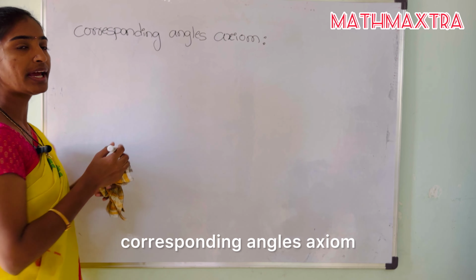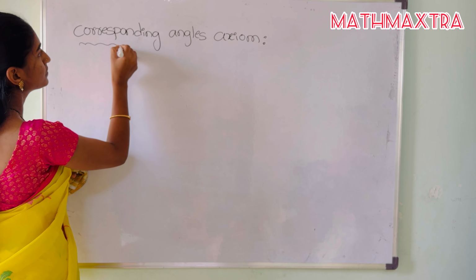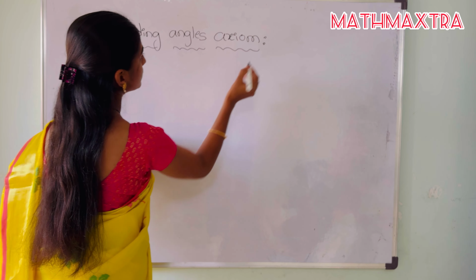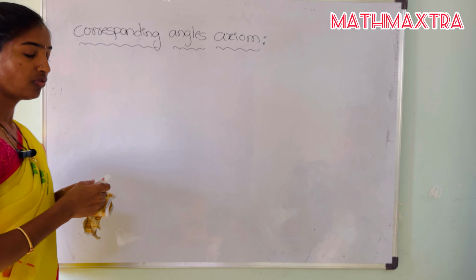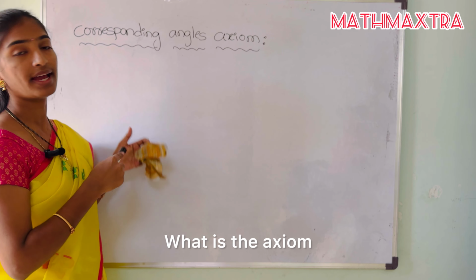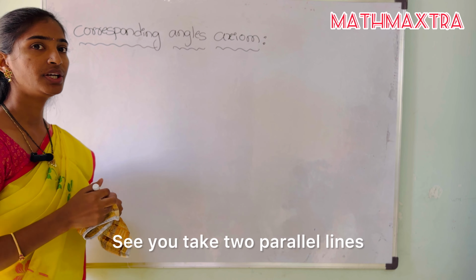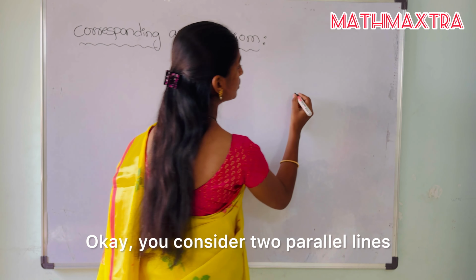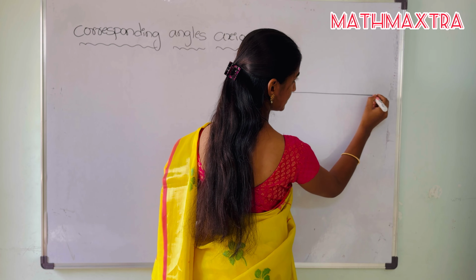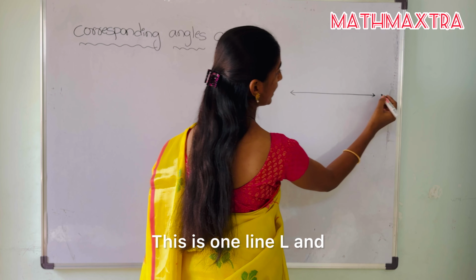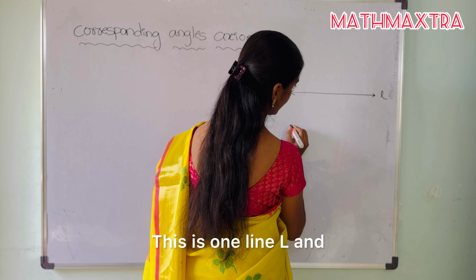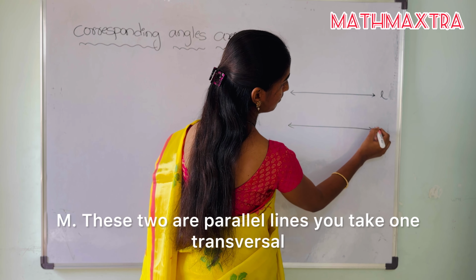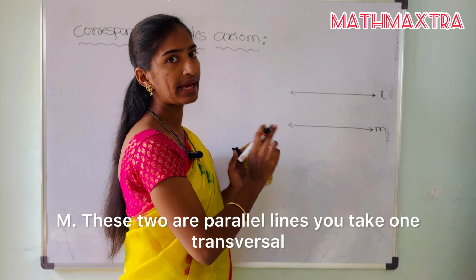So, corresponding angles axiom. What is the statement? What is the axiom? You take two parallel lines. You consider two parallel lines. This is one line L and this is the other line M. These two are parallel lines.